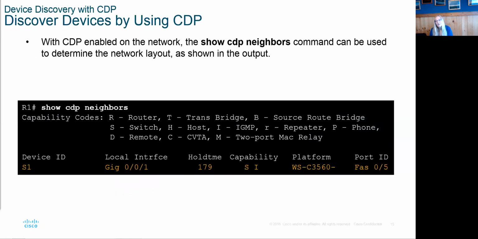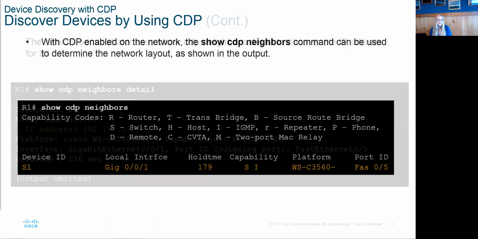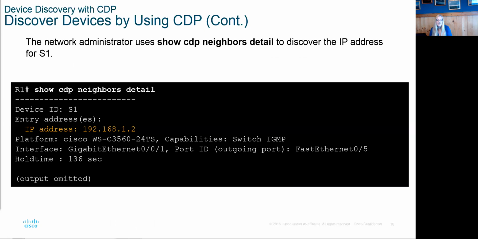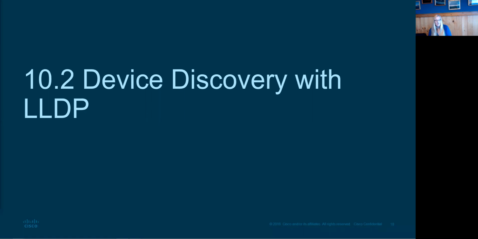So to discover our neighbors, we can use CDP, and this output is showing that there's another Cisco device, switch 1, that's connected to G0/0 on router 1. And it's also showing that switch 1 is connected through its F0/5 interface. So there is a lot of really good information that you can gather from this. As we can see here, the address for S1 is 192.168.1.2. So our show cdp neighbors detail.